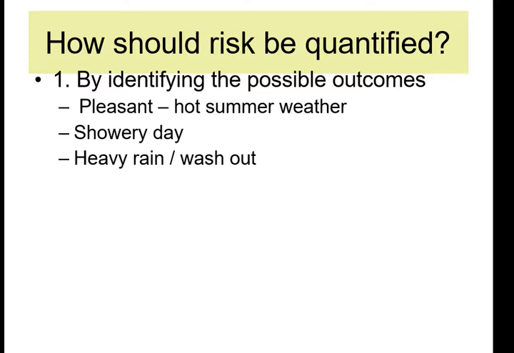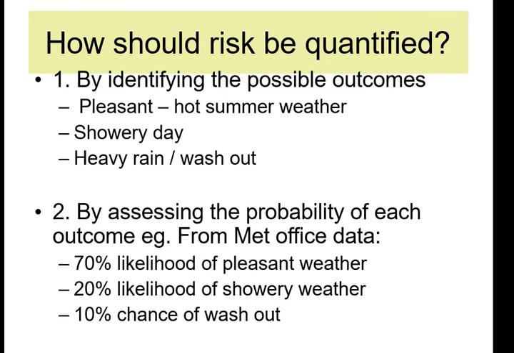So the possible outcomes for this summer fair could be a pleasant summery day, a showery day, or a total washout, very heavy rain, and a total disaster. By looking at Met Office data from the past few years, we could work out there's a 70% likelihood on this particular day in June that there's going to be pleasant weather. In other words, a 0.7 chance. And again, using that Met Office data, we could work out there's a 20% chance of showers and a 10% chance of a washout.